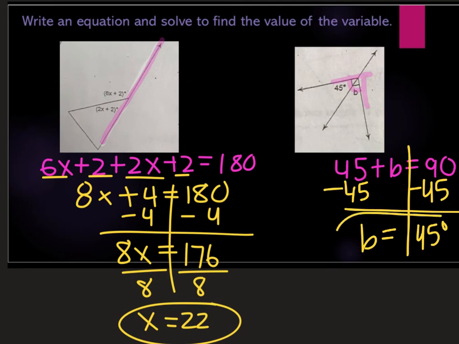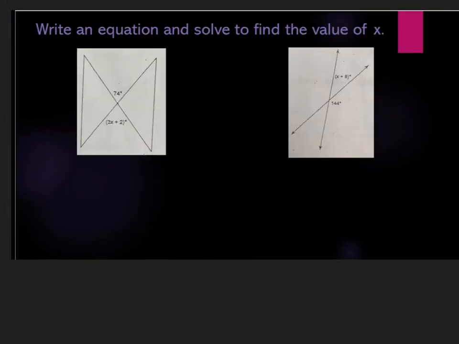Now, I will say I put a degree symbol on this one because b's all by itself there. That's telling me the angle measurement. On the other ones, I did not put a degree symbol because I was solving for x, not for the measurement of the angle. All right, next one, the relationship between these two angles is that they are vertical.